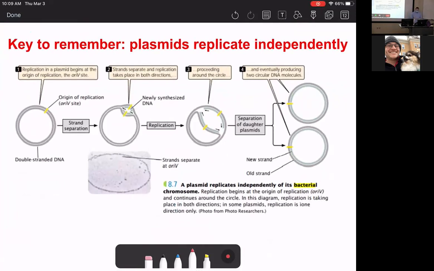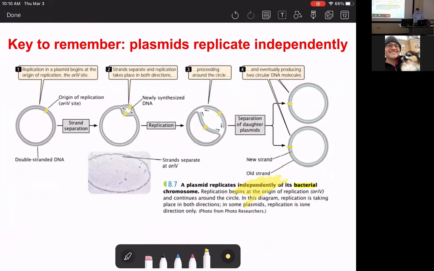This is in red. You do not need to know all the little details here. I just want you to see that picture and show you that, hey, it's a circle of DNA. It starts replication just like we saw last class, and it just finishes. There's no telomerase, there's no inefficiency here.